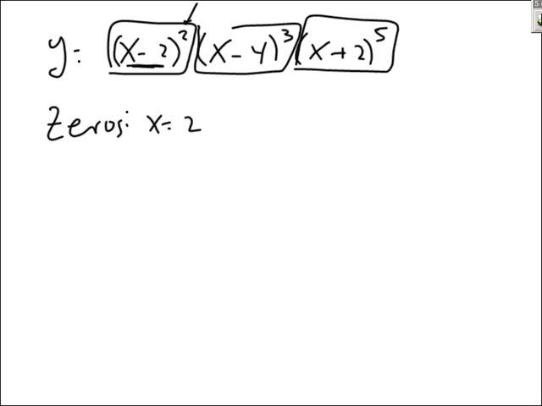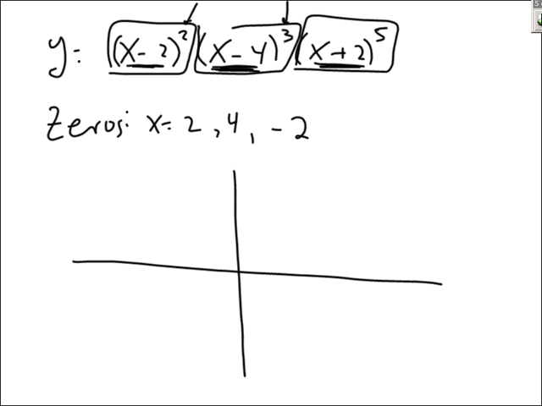Okay. If you cube something and you get 0, you must be cubing 0. So x minus 4 must be 0. That happens when x is 4. 4 minus 4 is 0. If x plus 2 to the 5th is 0, then x plus 2 must be 0, which means x is negative 2. Those are the zeros.